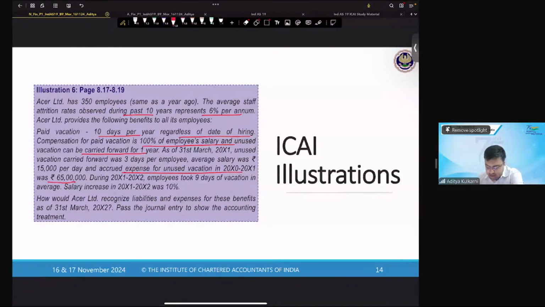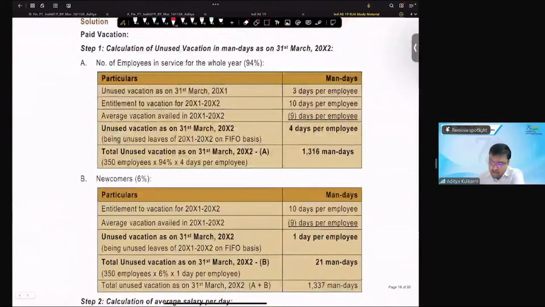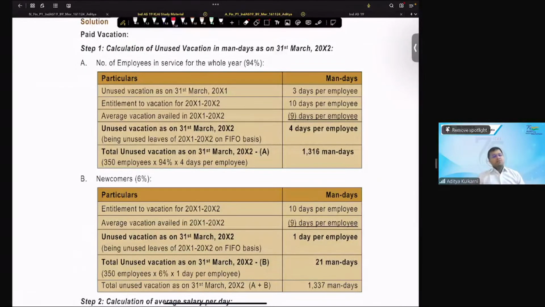During X1, X2, employees took 9 days of vacation on an average. Salary increase in X1, X2 was 10%. How would Acer recognize liabilities and expenses for these benefits as of 31st March 20X2? Pass the journal entry to show the accounting treatment. Okay, all right. Let us start. Again, paucity of time, which is why I will run you through the answer. Otherwise, I would have made you solve it.